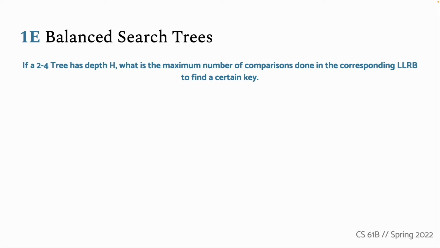Okay, last question about 2-4 trees. If a 2-4 tree has a depth of h, what is the maximum number of comparisons done in the corresponding LLRB to find a certain key?